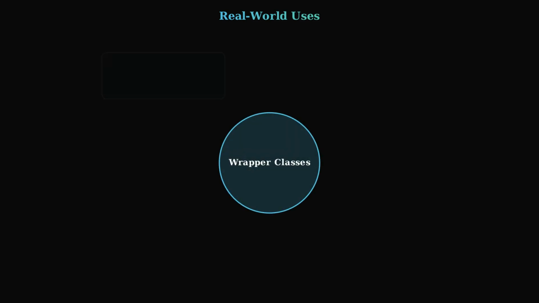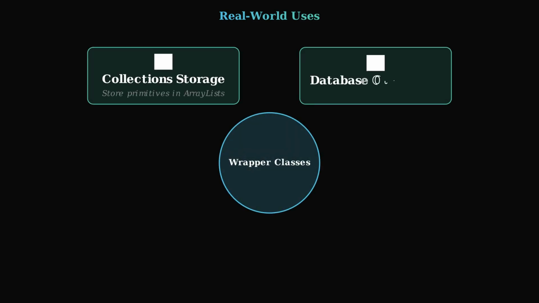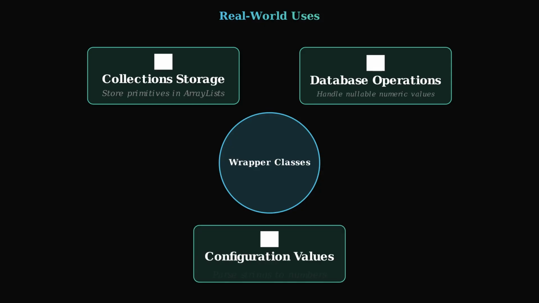How are wrapper classes used in the real world? Collection storage: store primitives in array lists, database operations. Handle nullable numeric values, configuration values. Parse strings to numbers. Wrapper classes power all these applications. Let's see the problem it solves.